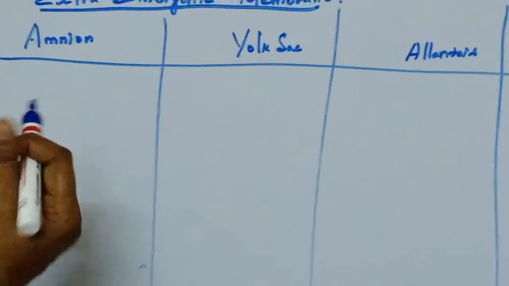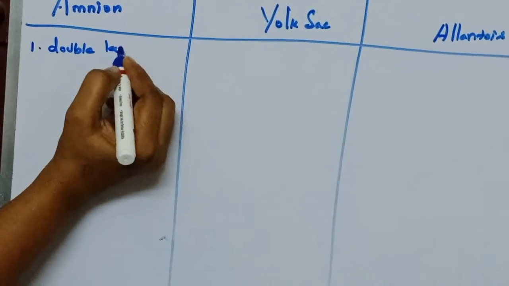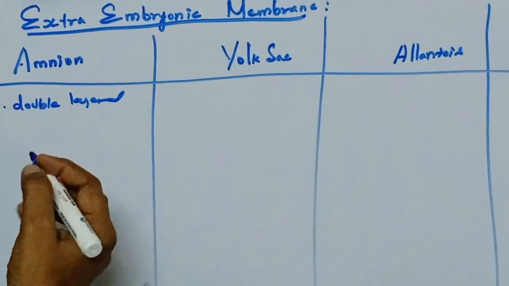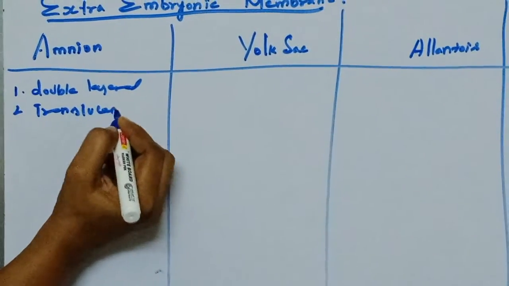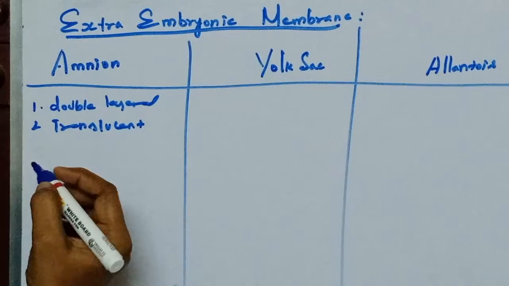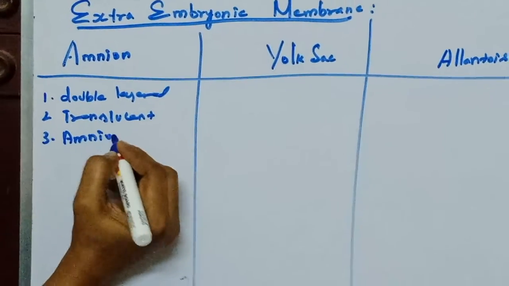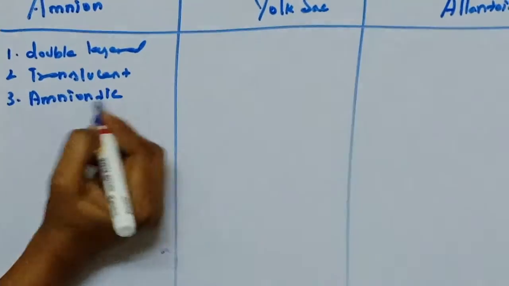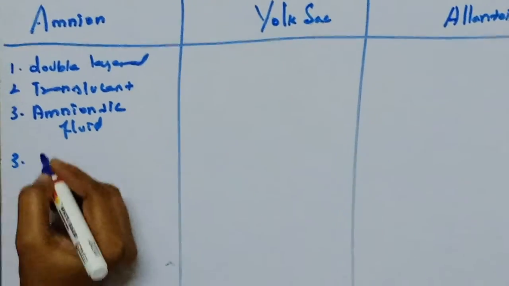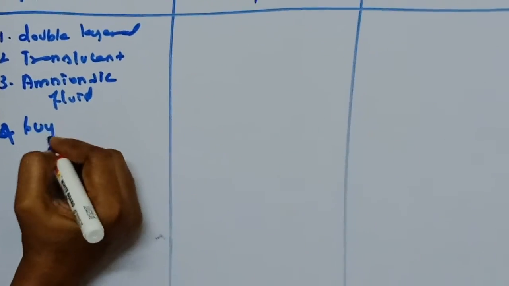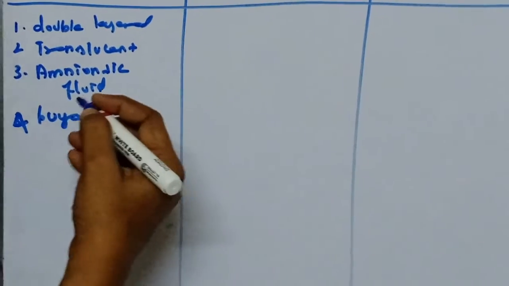First one is amnion. Amnion is double layered. It is a translucent membrane and it is filled with what fluid? Amniotic fluid. This gives a buoyant environment.